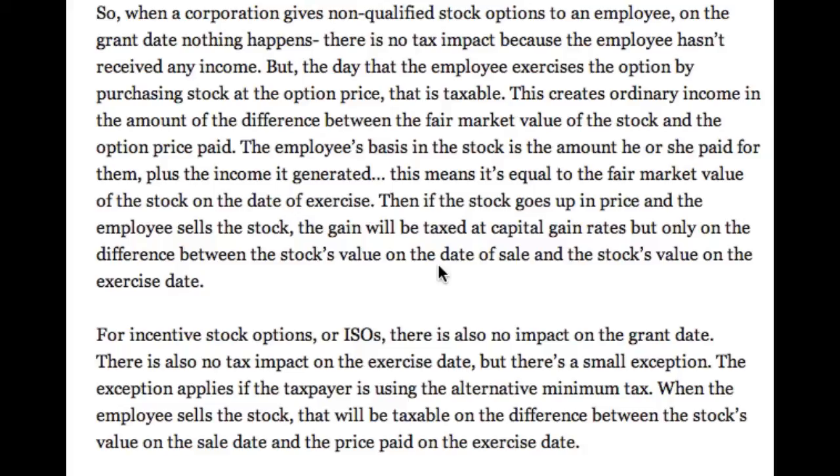So then if the stock goes up in price and the employee sells the stock, the gain will be taxed at capital gain rates, but only on the difference between the stock's value on the date of sale and the stock's value on the exercise date.